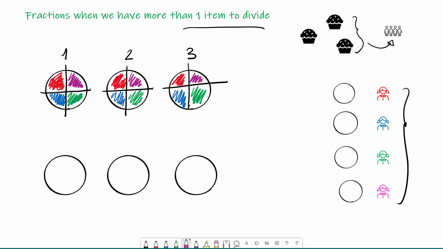Okay, now let's put those slices in their plates. What I'm going to do is take this first slice from here, and put it in the red kid's plate. I'm going to take another slice for the red kid from the second pizza, and I'll put it over here. Okay, so that's a second slice. And finally, we'll take one more slice from the third pizza, and I'll put it right there. And just to make things a little clearer, I'll draw the boundaries of these slices.